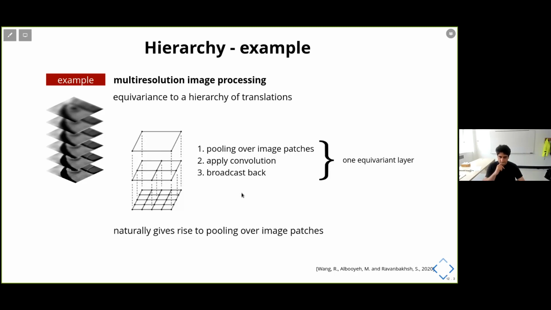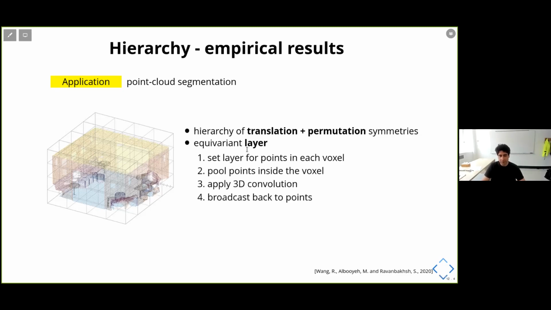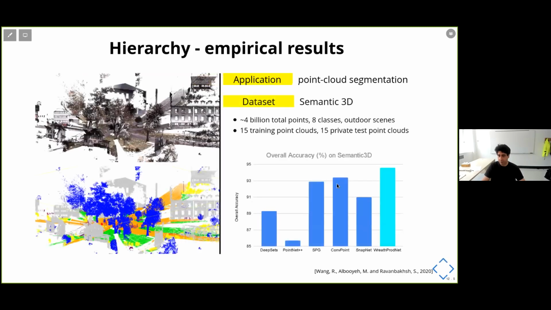layer. Okay, so in practice, we applied this to segmentation of large point cloud data, and the way we did it was that we artificially created these block structures, these voxels. And then we said, let's say that these voxels have translation symmetry, and the points within the voxels have permutation symmetry. So we have a hierarchy of translation and permutation. And if we now build the equivariant linear map for this, using the hierarchy in these pool broadcast operations, we saw that it performed really well in practice.